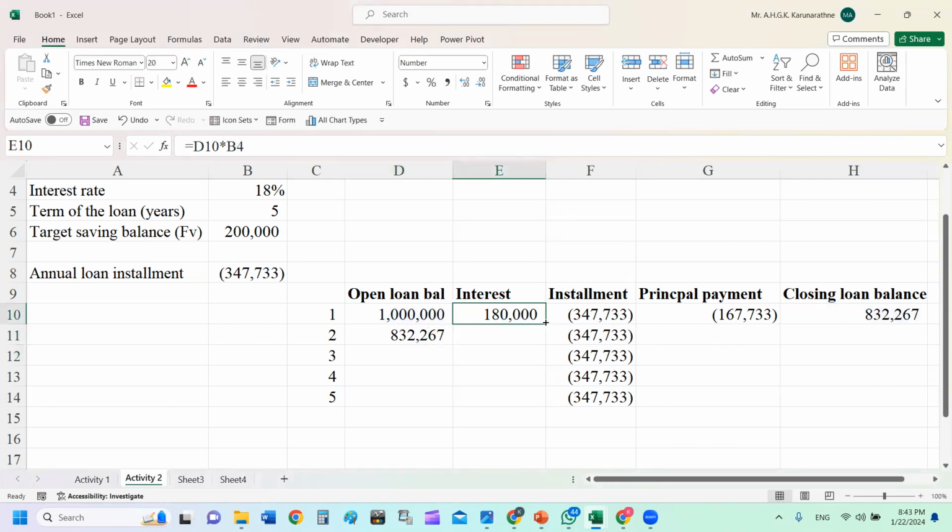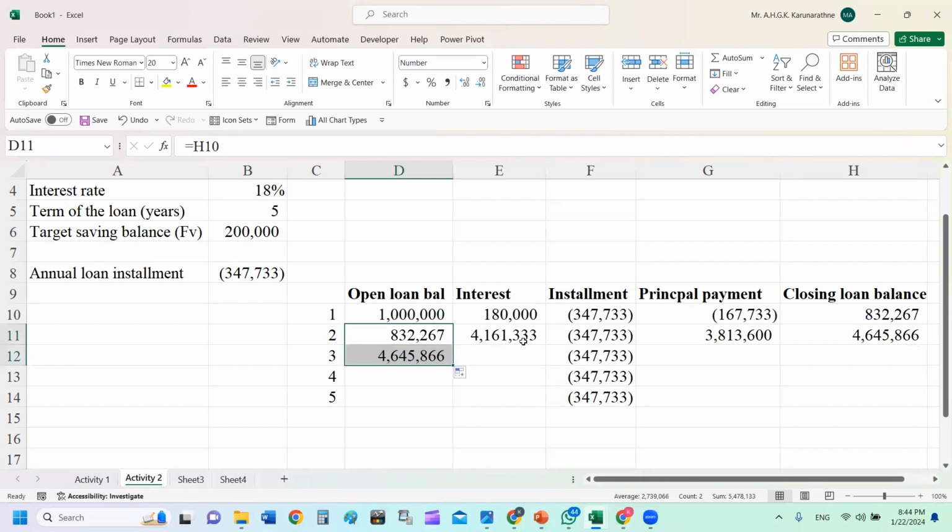Then the interest for the next period should be this much. Principal payment for the next period should be this much. Closing balance should be this much. Next period open balance will be this much. You can see here there's a big amount. It seems wrong. We'll check where we went wrong. This is correct.